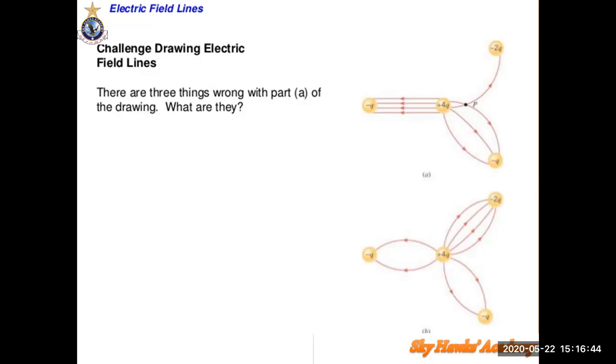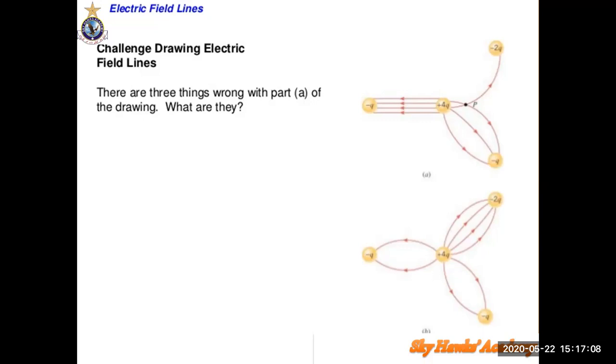Negative. So there's a -2q charge and it's moving towards... There is no intersection of electric field lines. Now let me tell you one more thing about this diagram, especially in part A.